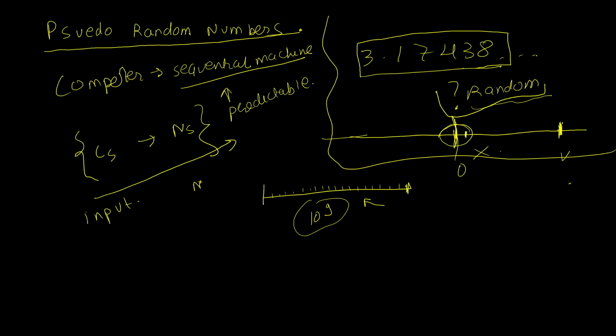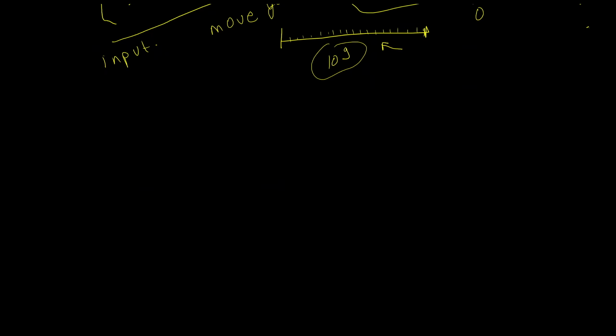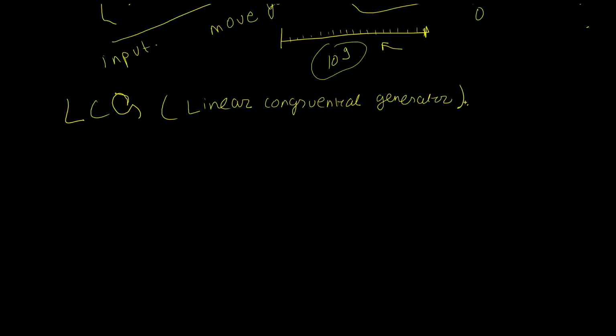There are applications that allow you to move your mouse, for example, right? You move your mouse and it generates a random number based on your mouse movements. Okay, so enough said. For the context of our video, we look into one random number generator, and that's called the LCG, or the linear congruential generator. This helps us generate pseudo-random numbers in computers.